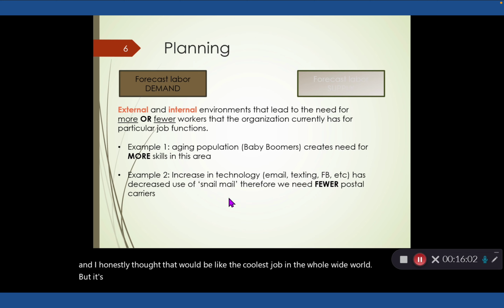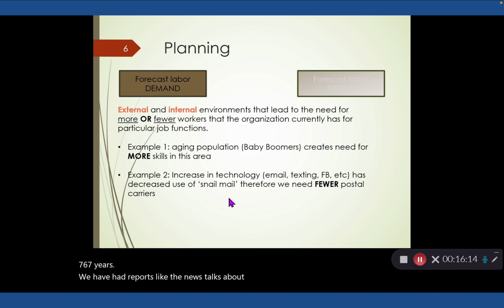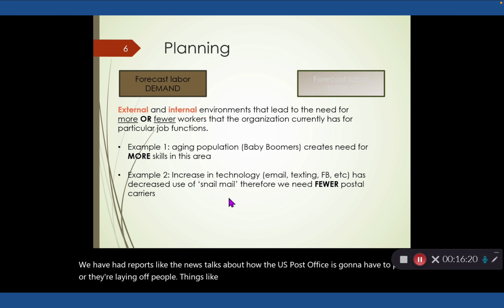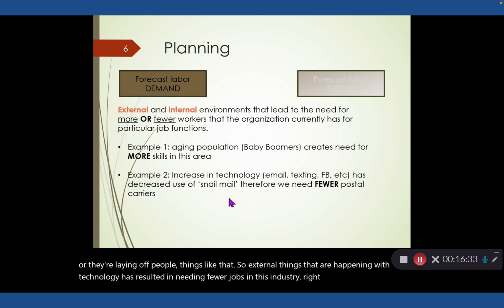But in the past 7 years, we have constantly had reports, like the news talks about how the U.S. Post Office is going to have to privatize, or they're laying off people, things like that. So external things that are happening with technology have resulted in needing fewer jobs in this industry, right? So external factors can mean that we need more or fewer workers.